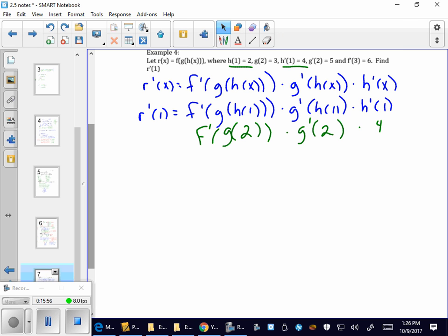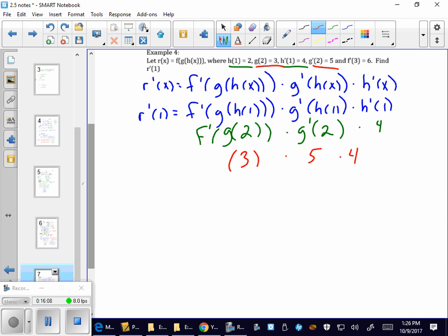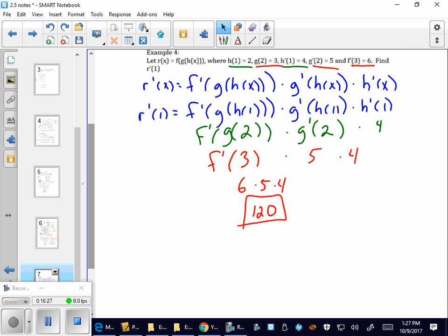Now we can do g of 2, that's 3. G prime of 2 is 5. And I've still got that 4 on the outside, so don't forget that that's still an f prime there. And then f prime of 3 is 6. It just so happened we actually used everything up on the top. So we get 6 times 5 times 4, which is going to be 30 times 4, 120. So that is r prime of 1.